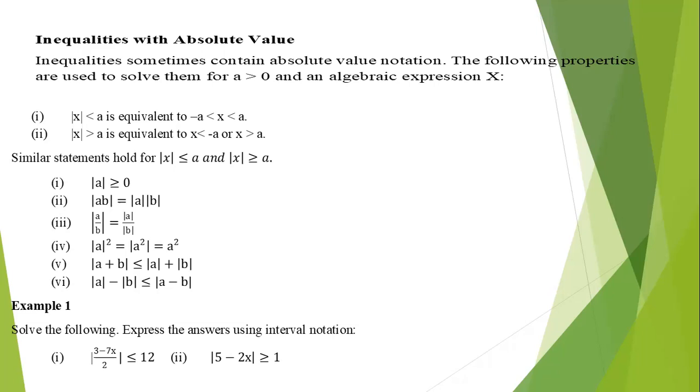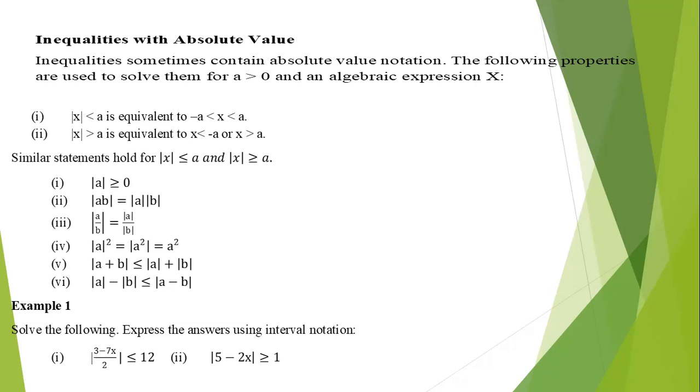Let's apply them to the following examples. The first one: the absolute value of 3 minus 7x divided by 2 is less than or equal to 12. Now, we are going to do this, but let me explain. If you want to remove this absolute value, you are going to have minus 12 is less than or equal to 3 minus 7x divided by 2 less than or equal to 12. You have seen that I've removed the absolute value.